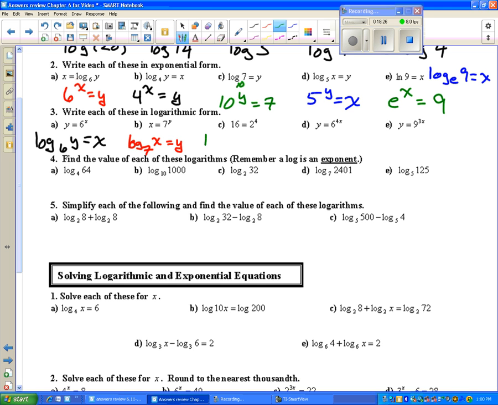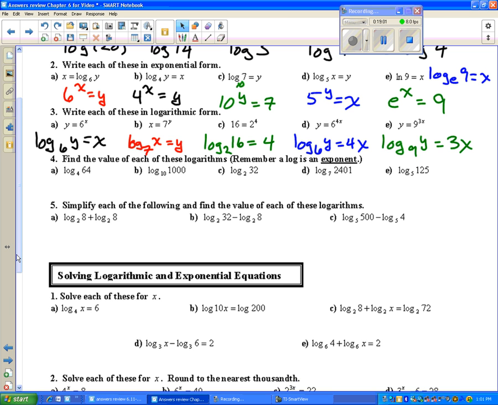Again, log, my base stays the same. My answer becomes my argument. My exponent becomes my answer. Log base 2 of 16 is equal to 4. Again, log, my base stays the same, 6. My answer becomes my argument. My exponent becomes my answer. Log base 6 of y equals 4x. Lastly, log, my base stays the same, 9. My answer becomes my argument. My exponent becomes my answer. Log base 9 of y is equal to 3x.